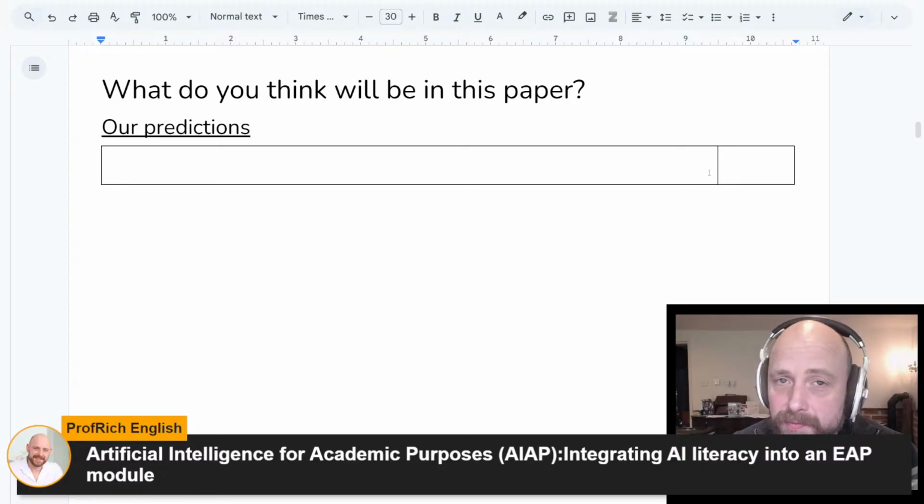And then as we read through the paper, we can think, oh, were our predictions correct or were they completely incorrect? And by the way, this idea of making predictions before you attempt to read or listen to something is a proven way of improving your comprehension in another language. So it's a very useful skill as a language learner to develop, to work on that ability to make predictions before you're about to read or listen to something in another language.